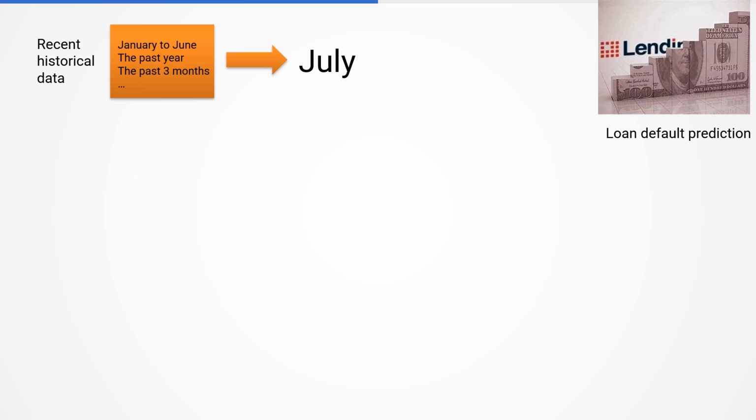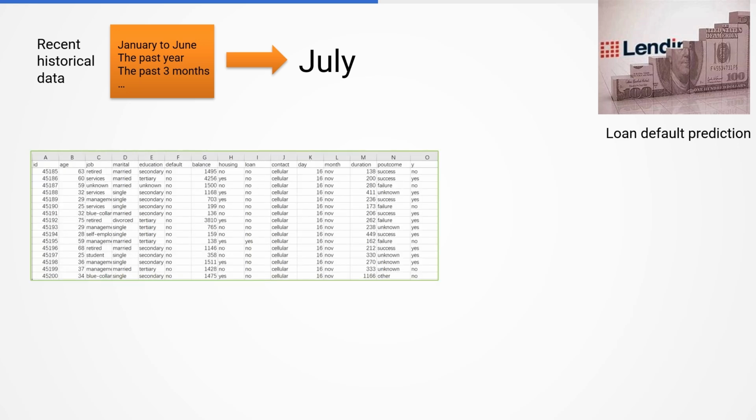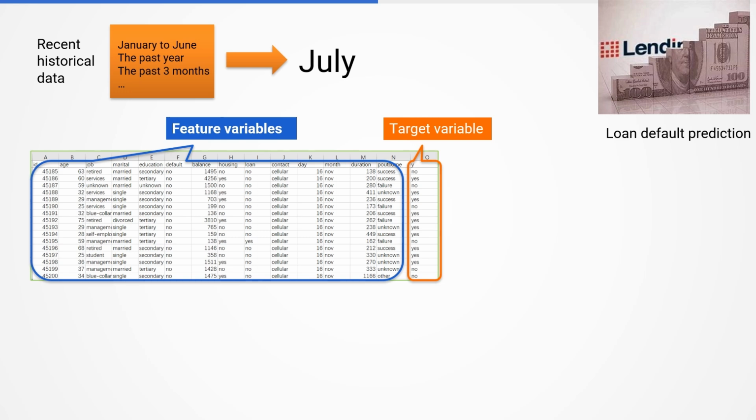The collected historical data need to be arranged into a table like this figure, which is commonly known as a wide table. The wide table should contain feature variables and target variable. The target variable is the objective to be predicted, such as the variable y in the figure. This variable represents the default situation of each loan, and it has 2 values, yes and no, where yes indicates default, and no indicates no default.